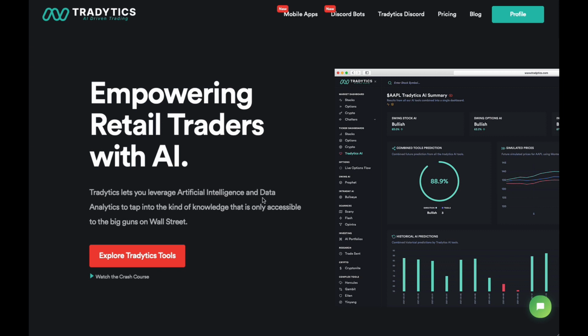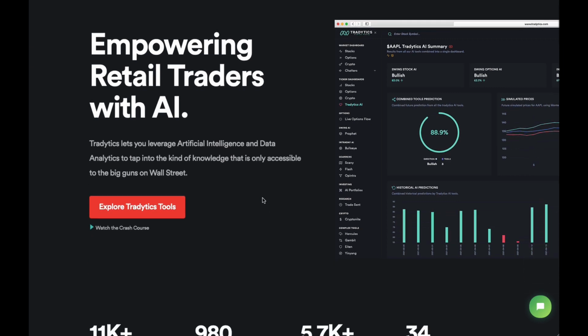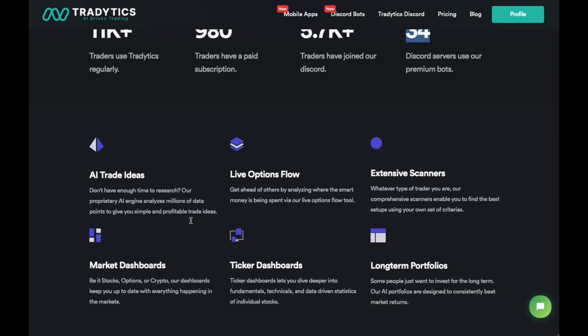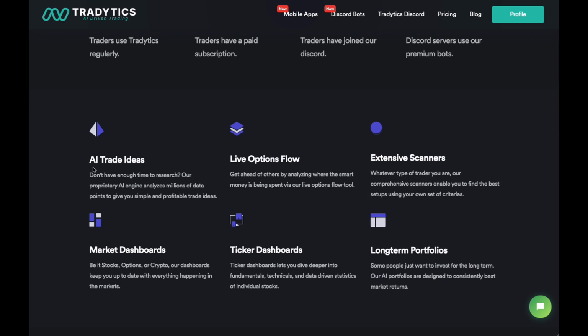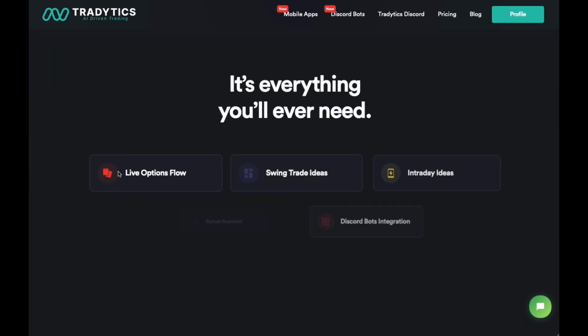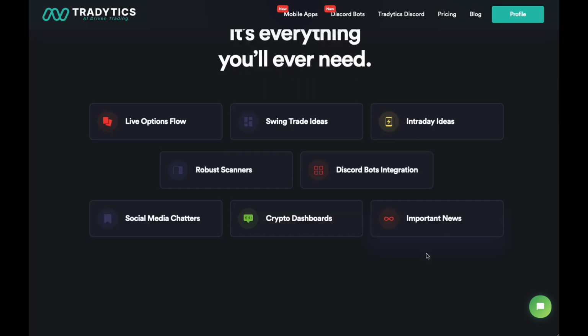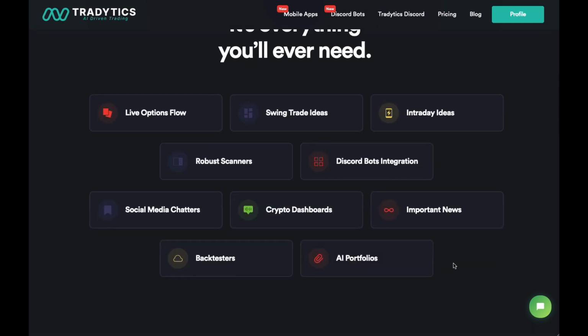Let's quickly go over our main page to see what we've got. So these are some of the stats about our users, about the paid subscriptions we have, about the total traders in our Discord and the Discords that are using our premium bots. Then we have some of our tools and their descriptions. And next we have the names of those tools. So you'll see that we have a very large number of tools.